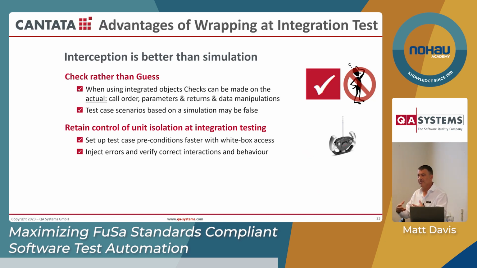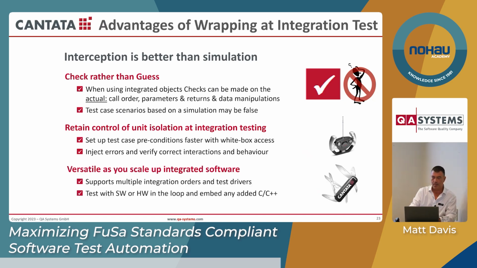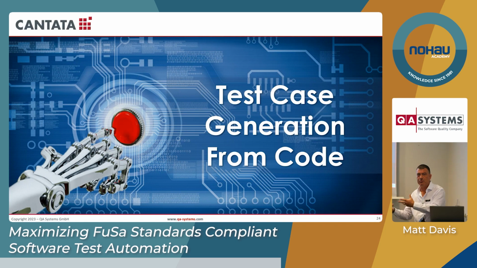Yep, you can't have two functions declared in the same thing. The compiler will go, no. So that's how this wrapper interception works. It allows you to check rather than guess. It gives you the control you would normally get by simulating and isolating when you're doing this at integration. Data values we use to actually drive the code. The test cases we actually want to achieve.